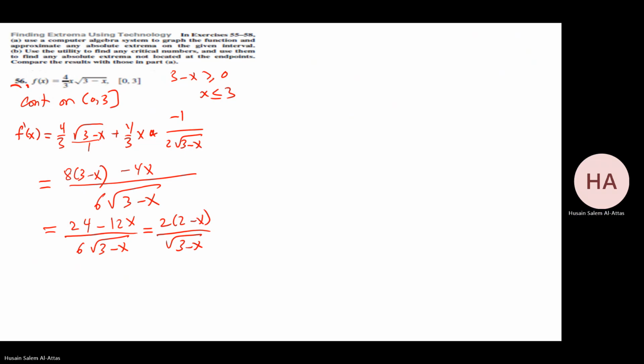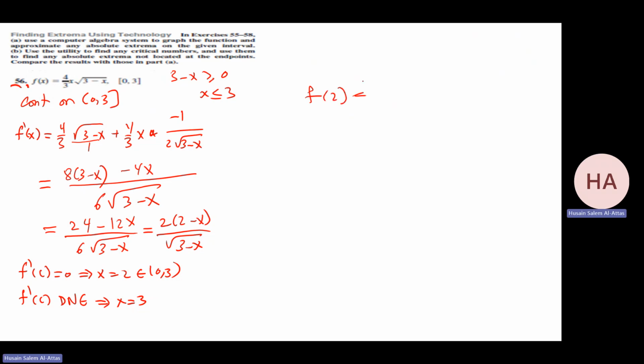Great. So what are the critical numbers? I need to check f prime equals 0. That implies x equals 2, which is in the interval. And if f prime does not exist, it means x equals 3. It's a critical number, but no need to include it because I will check it as an endpoint. f at 2 will be what? 8 over 3 times square root of 3 minus 2, which is 1. Okay. f at 0 is 0, f at 3 equals 0. So this is the absolute minimum, I mean, and this is the absolute maximum.